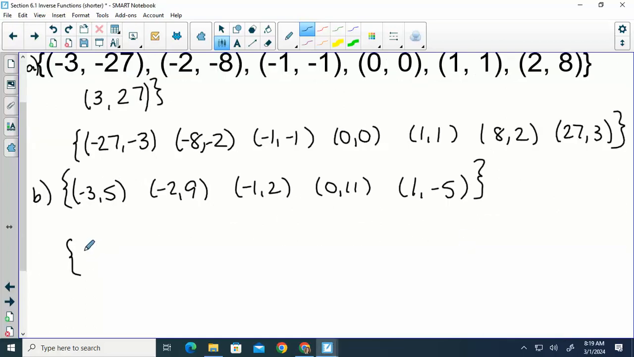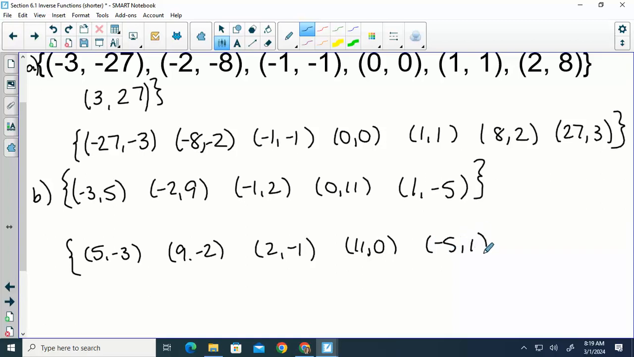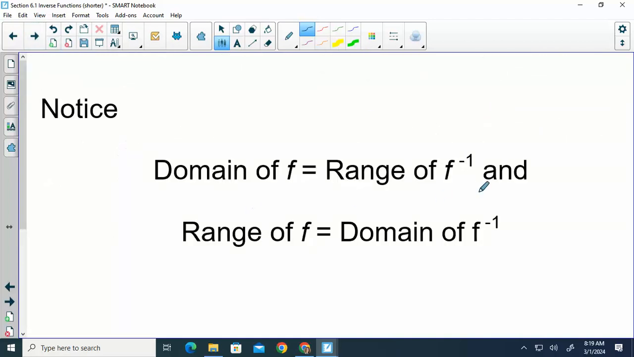Flipping the points. So what are the points in the inverse? 1, negative 1. Alright. So if you notice, the domain of the original function, the x's in the original, become the y. So the domain of the original is the range of the inverse.